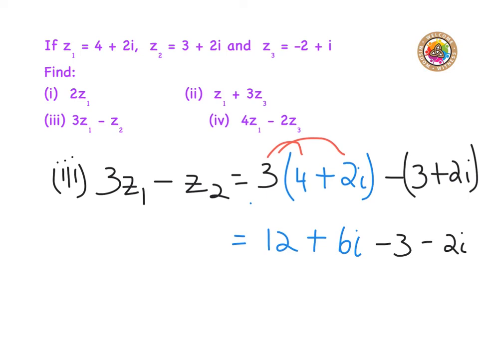And again, as we know from before, like terms together, so that's the 12 and the minus 3, and then we'll have the plus 6i and the minus 2i. So dealing with those first, well, 12 minus 3, I know that that's 9, and then the other two that are left, 6i minus 2i is plus 4i. And that's my answer.